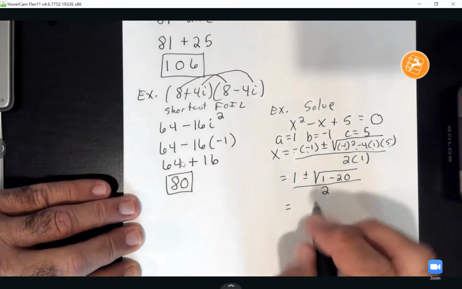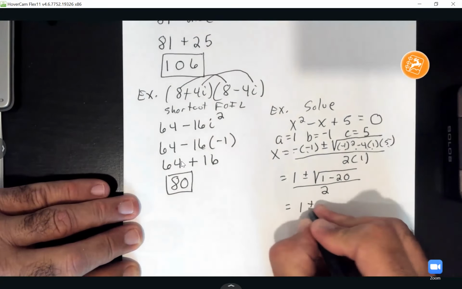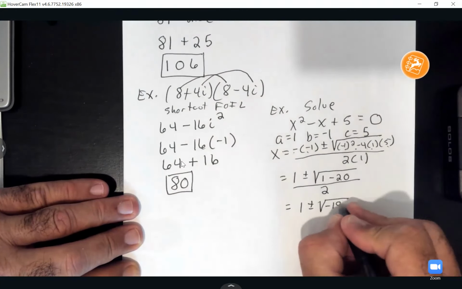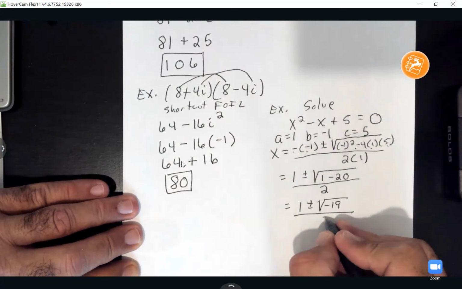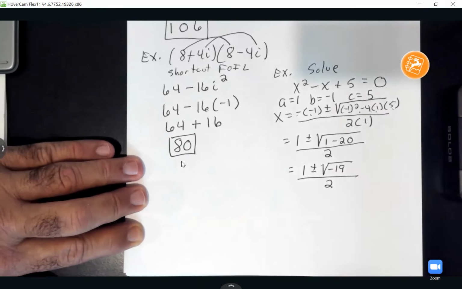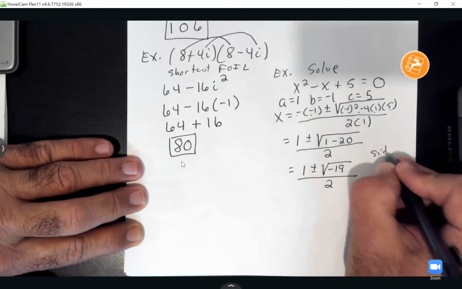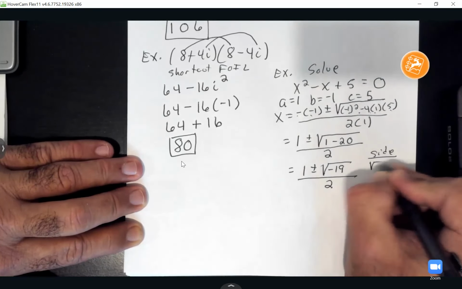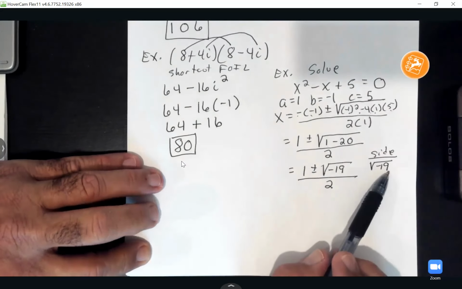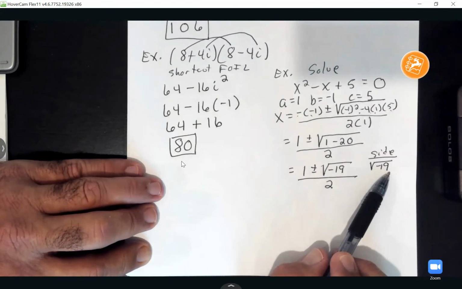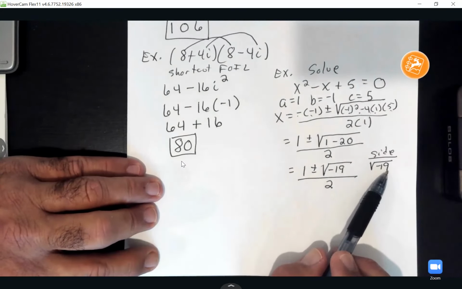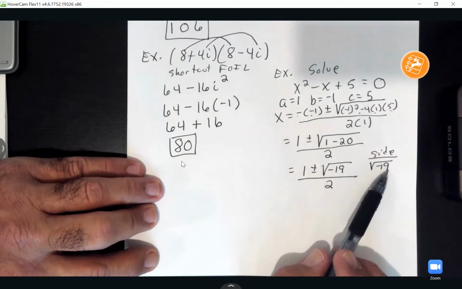All right, y'all, so I'm playing under the radical still. Under that radical, 1 minus 20 is a negative 19, all over 2. On the side, I would play with that square root of negative 19. And y'all, I'm going to tell you the truth, 19 is not dividing by 4, 9, 16, 25. 19 is a prime number. It's not dividing by anything.